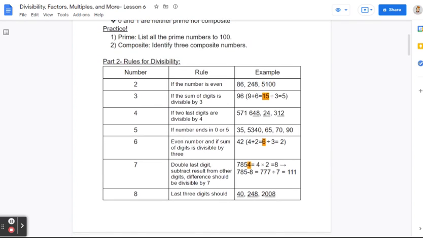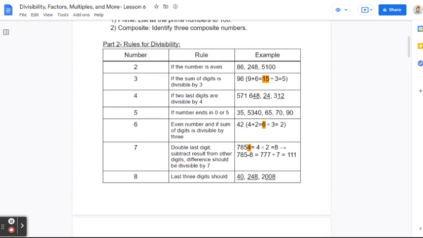For 3, it's going to be divisible when the sum of the digits is divisible by 3. So for example, let's take a look at 96. 9 plus 6 is 15. 15 divided by 3 is 5, and so therefore, because this is a whole number, not a decimal or fraction, 96 is divisible by 3.